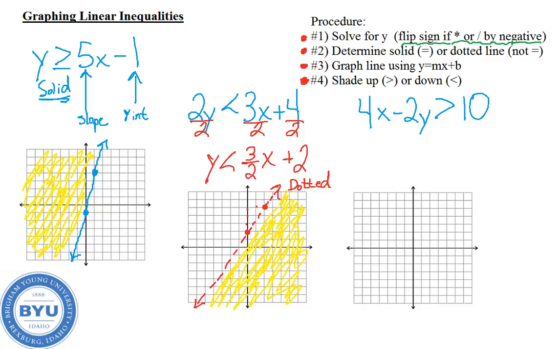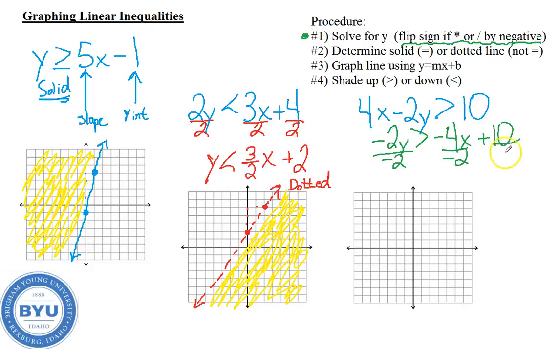Okay, last one. Let's give it a try. On this problem, we're going to have to do the 4 procedures again. Step number 1, we want to solve for y. This one's not solved for y, so let's go ahead and get y by itself. I'm going to minus the 4x, so I'm left with -2y is greater than -4x plus 10. So I minus the 4x over to the other side. I now need to divide by -2.